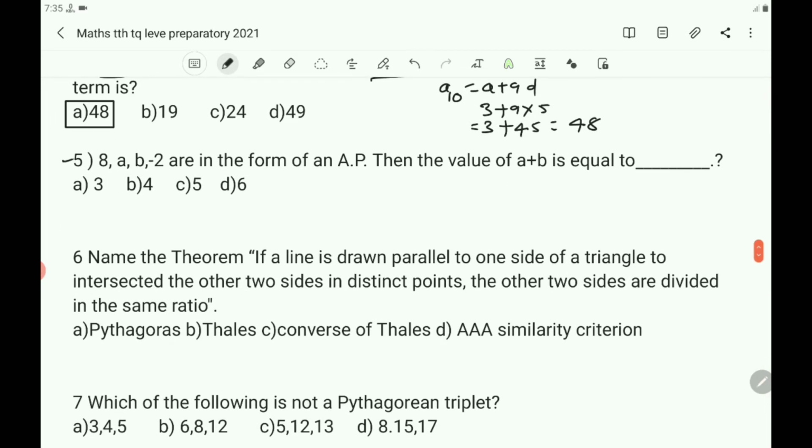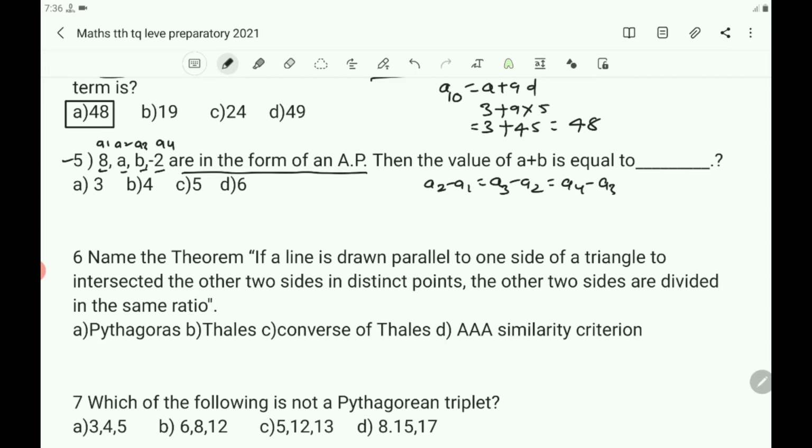Next, let us take the fifth question. 8, a, b, -2 are in the form of AP. Then the value of a + b is equal to. Here you know that this is a1, this is a2, a3, a4. As it is an AP, you know that a2 - a1 = a3 - a2 = a4 - a3.